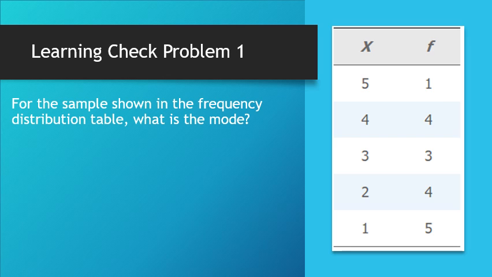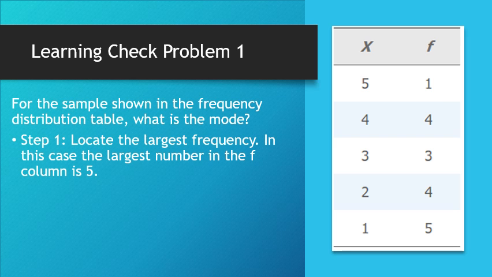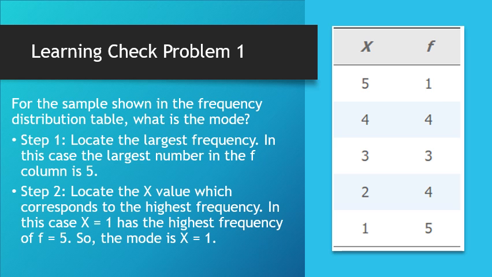So for the sample shown in the frequency distribution table, what's the mode? Well, you locate the largest frequency. In this case, the largest number in the F column would be a 5. It's at the very bottom. And then what x value corresponds to that frequency of 5? Well, it's a 1. So x equals 1 would be the mode because it has the highest frequency of F equals 5.